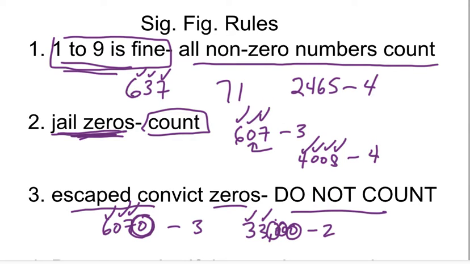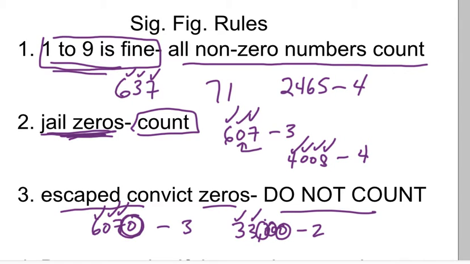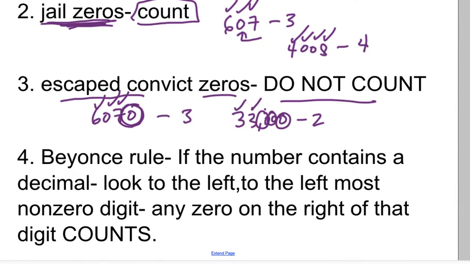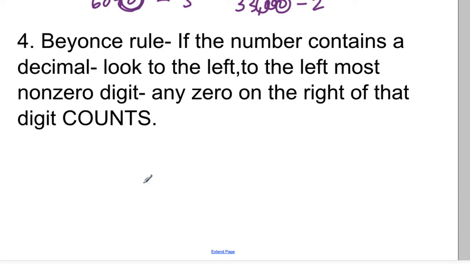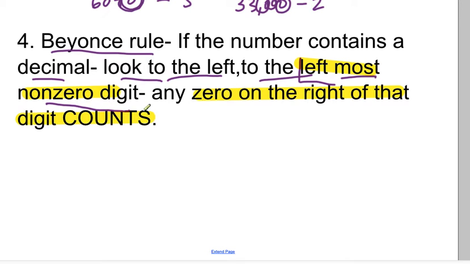The last rule we get to is what we call the decimal rule. I call it the Beyonce rule. If you know Beyonce, right? The Beyonce rule basically goes by the idea that if a number contains a decimal, as soon as it has a decimal, then you just use the Beyonce rule. You look to the left, to the left, to the left, like the Beyonce song, and you find the leftmost non-zero digit. So the key is the leftmost non-zero digit. Any zero on the right of that digit counts. Any zero on the left does not.